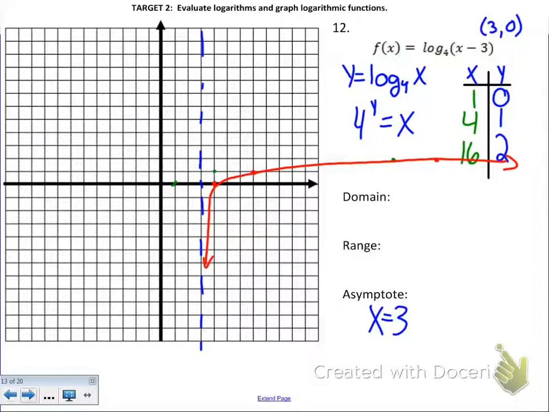So what is our domain? Our domain has to be dealing with our asymptote, so x is greater than 3. Our range, we can get any little number we want out of this. So our range is all reals.